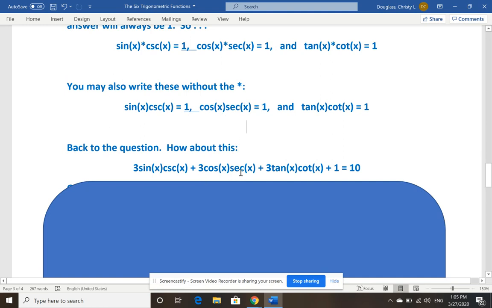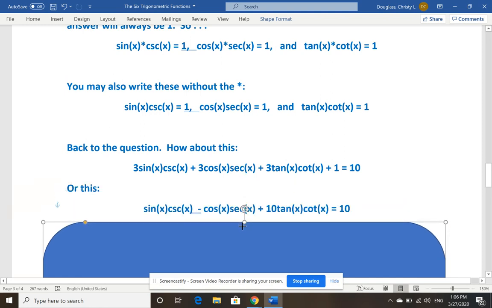equals 1, so 3 times 1, plus 3 times tangent x times cotangent x, so tangent times cotangent is 1. So this says 3 times 1 plus 3 times 1 plus 3 times 1 plus 1 equals 10. And we could actually write this a little different if you wanted.